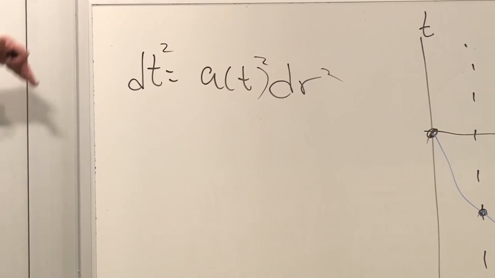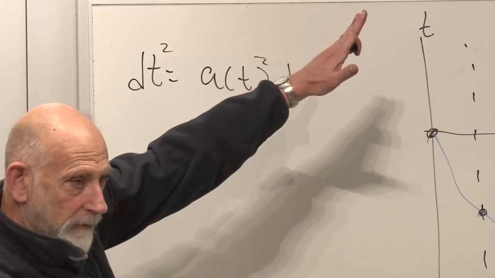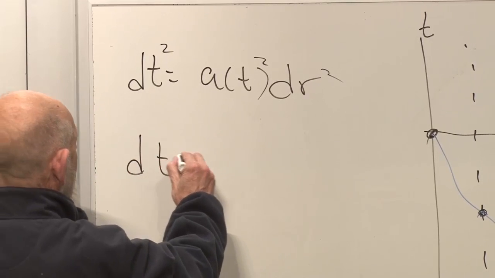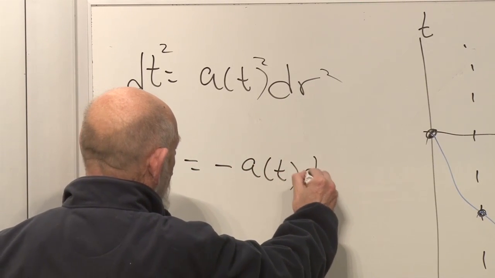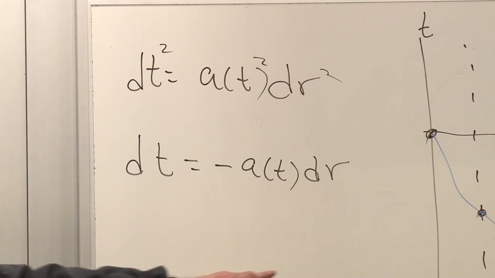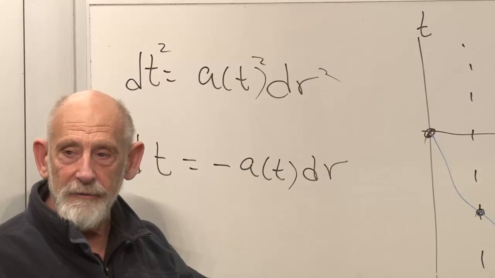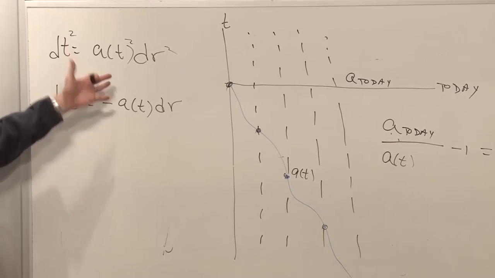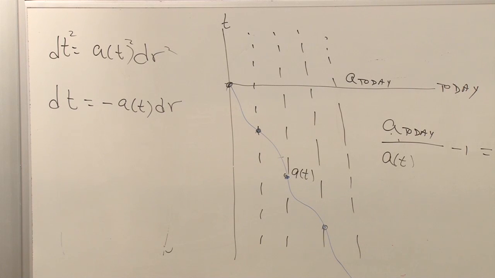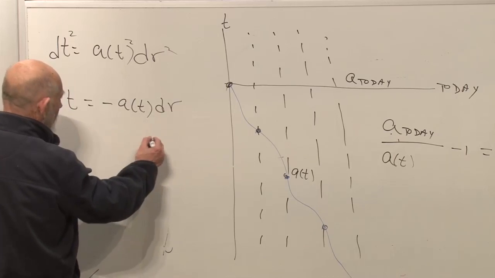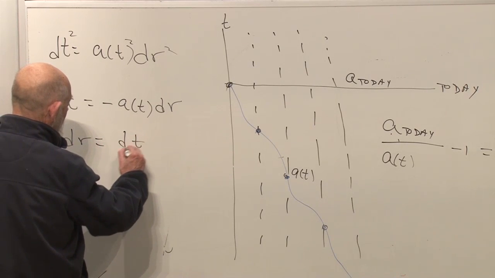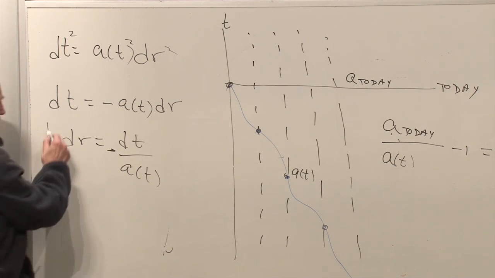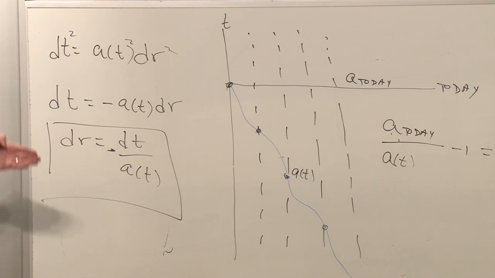Now there are two solutions. One is going back into the past, and one is going forward in time. Obviously the one we're interested in is the one which goes back into the past, and for that, dt is equal to minus A of t dr. All this says is that r gets bigger as t gets more negative. There's this peculiar minus sign there. Or dr is equal to dt over A of t with a minus sign. So this is one equation, and that tells us how light moves along here.